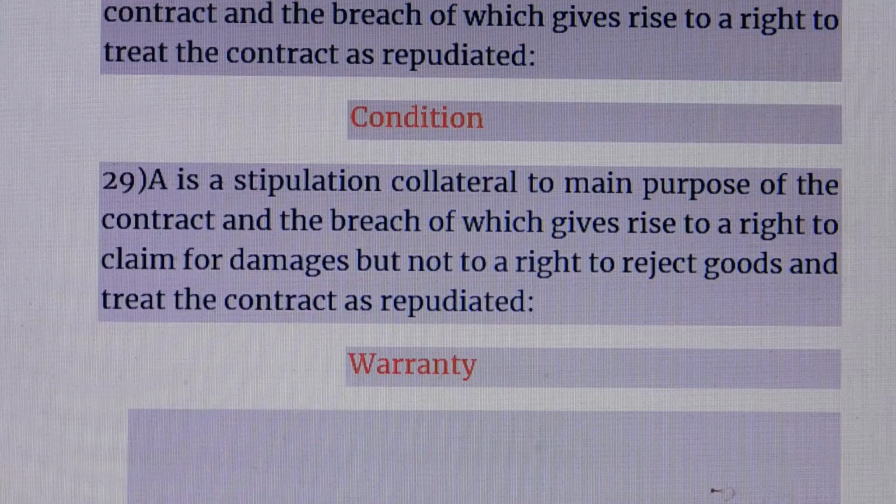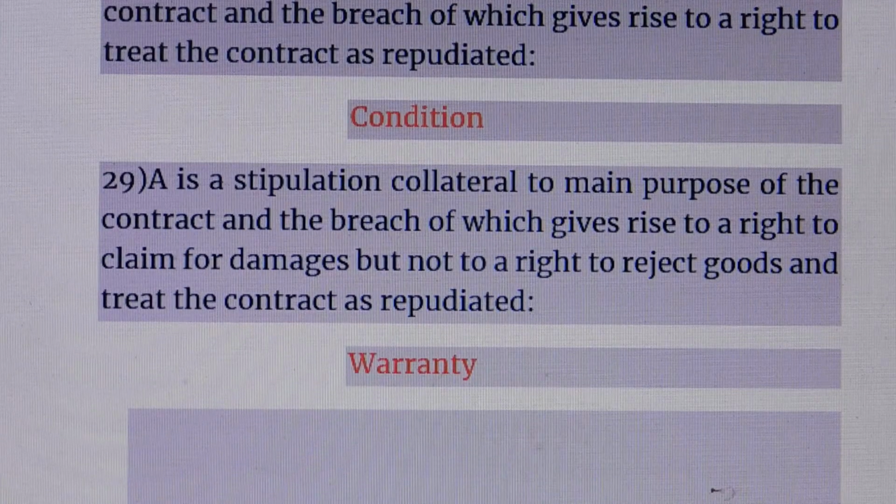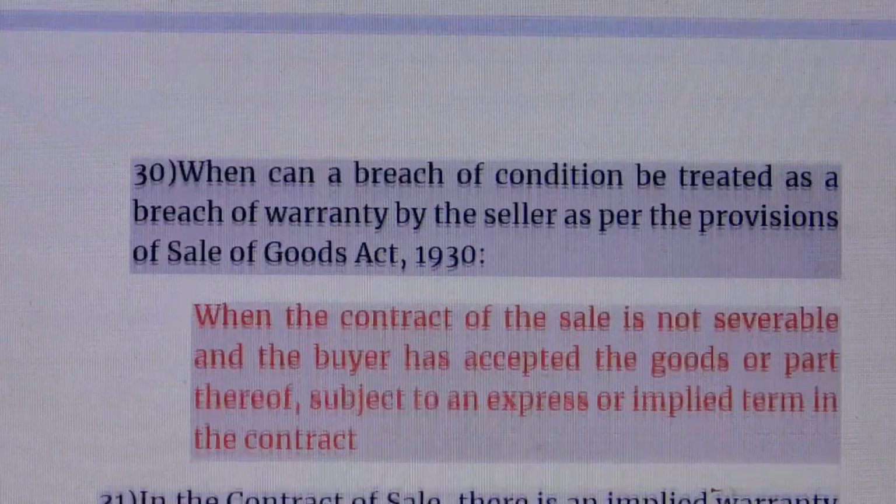Question 29. A is stipulation collateral to main purpose of the contract, and the breach of which give rise to a right to claim for damages, but not to a right to reject goods and treat the contract as repudiated. Answer is warranty.